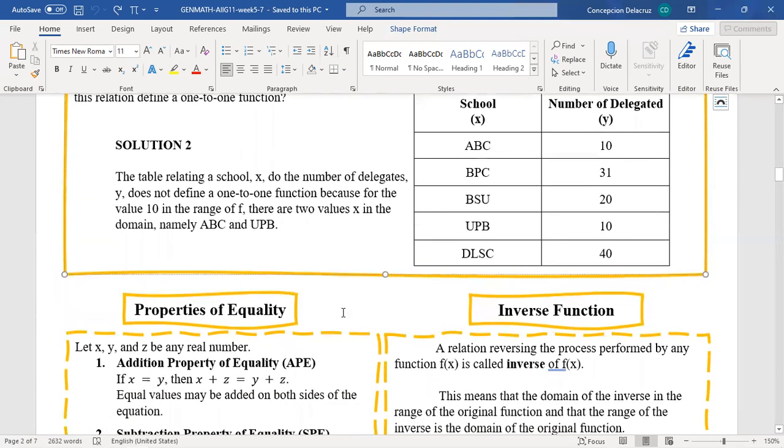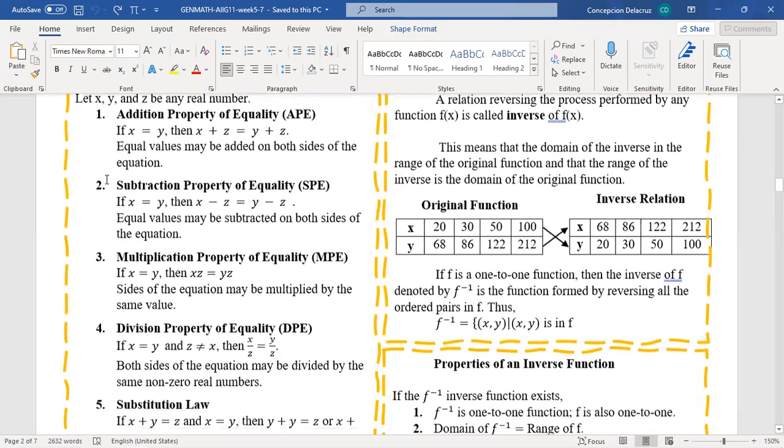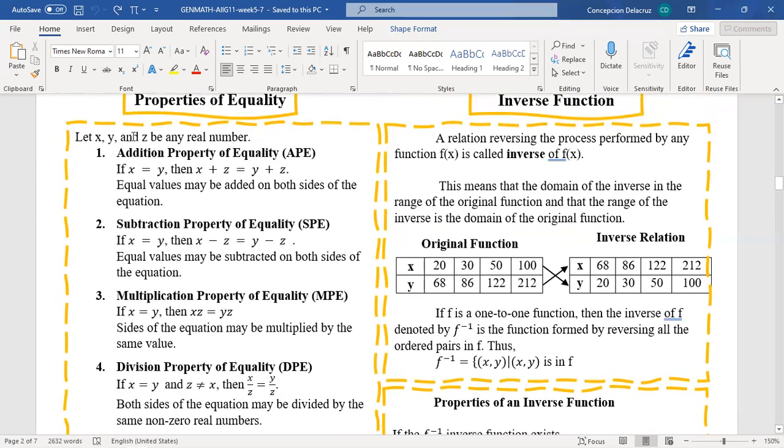So next, properties of equality. Let x, y, and z be any real numbers. First, the addition property of equality. If x is equal to y, then x plus z is equal to y plus z. So equal values may be added on both sides of the equation. What it says is that if x is equal to y, then x plus z is the same as y plus z.